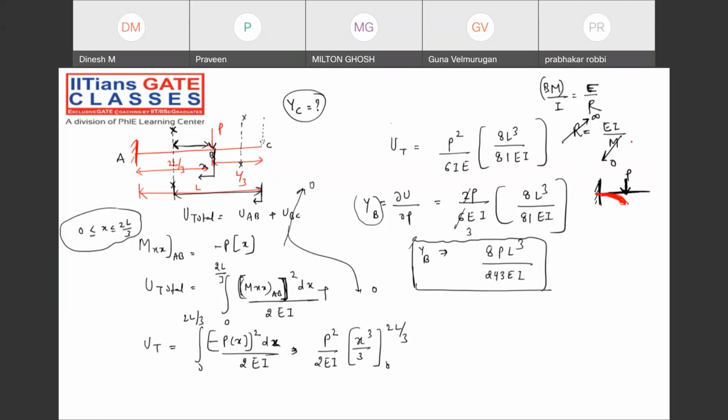When bending moment is constant, radius will be constant. We will be getting a circle. When bending moment varies, the radius of curvature will vary parabolically. But when it is 0, it is infinite.